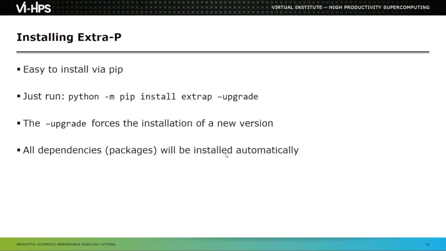Extra-P is really easy to install on all systems, so you can run it on Linux, on Windows and on macOS, as I just said. Therefore you can simply install it with pip. If you have the package manager from Python installed, you can just do python -m pip install extra-p and install Extra-P. If you already have a version installed, you can use the --upgrade option to force the installation of the new version. And the good thing is with this package manager, all of the dependencies will be installed automatically, so you don't need to worry about anything.